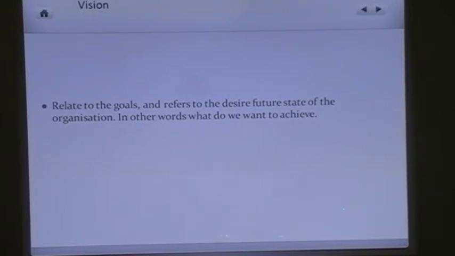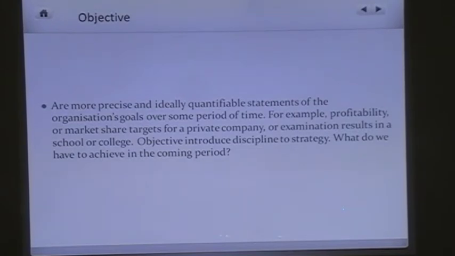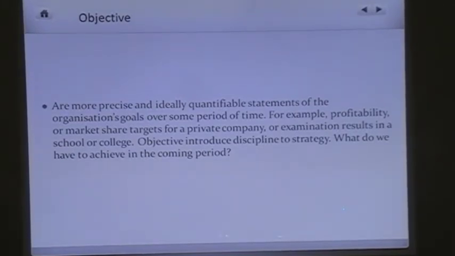Let's look at vision. Now vision relates to goals, and it refers to the desired future state of the organization. That means, in other words, what do you want to achieve in the future? As the word vision signifies, you're looking at charting down a set of goals which will help you achieve the goals and objectives in the future. And the vision of a company is primarily futuristic. It is a forward thinking statement.